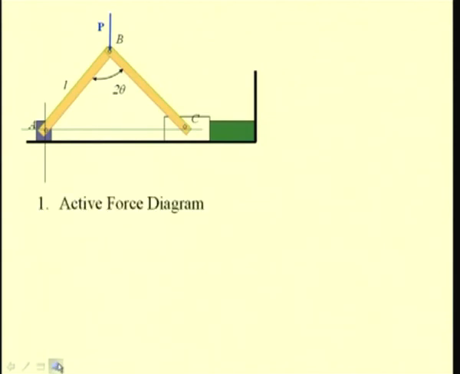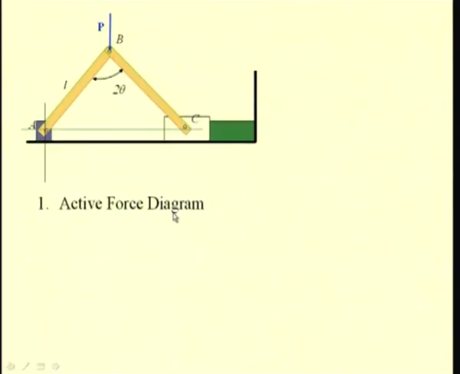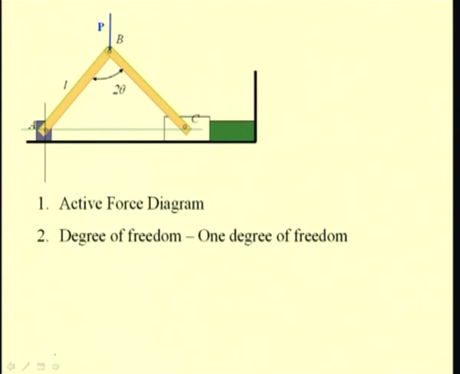First, let us construct what is called the active force diagram, where we will consider all the forces that will do work when a virtual displacement is given. You have to remember that in the case of real systems, you also have to consider the frictional forces in the active force diagram, because these frictional forces cause negative work. Then obviously, we have to determine the degrees of freedom. In this case, we see that this system is a single degree of freedom system.